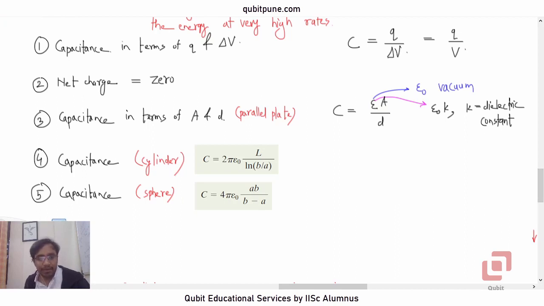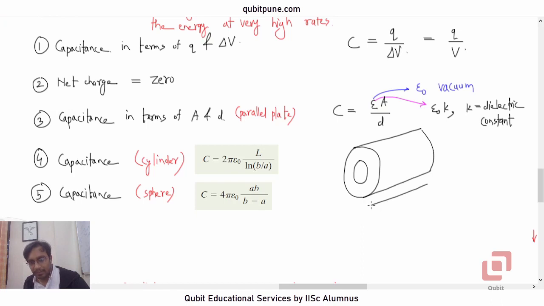Then we also had discussed two more configurations of a capacitor. If you have a capacitor in the form of a cylinder, there will be a circular cylindrical conductor here and another cylindrical conductor here, and suppose this continues for a length of L. Suppose the inner radius is A and the outer radius is B, then the capacitance is 2 pi epsilon naught L, divided by the natural log of B by A, or ln B minus ln A.